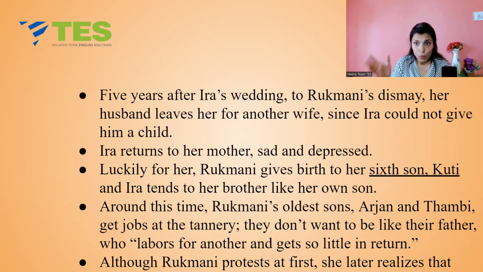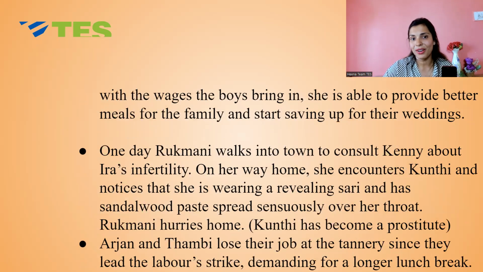The land on which Nathan works is not his. He actually takes it on rent, on lease. He gives the rent, and whatever production comes, the profit, he takes, right? Although Rukmani protests at first that Arjun and Thambi should not work at the tannery, she later realizes that with the wages the boys bring in, she's able to provide better meals for the family and she starts saving up for their weddings as well.